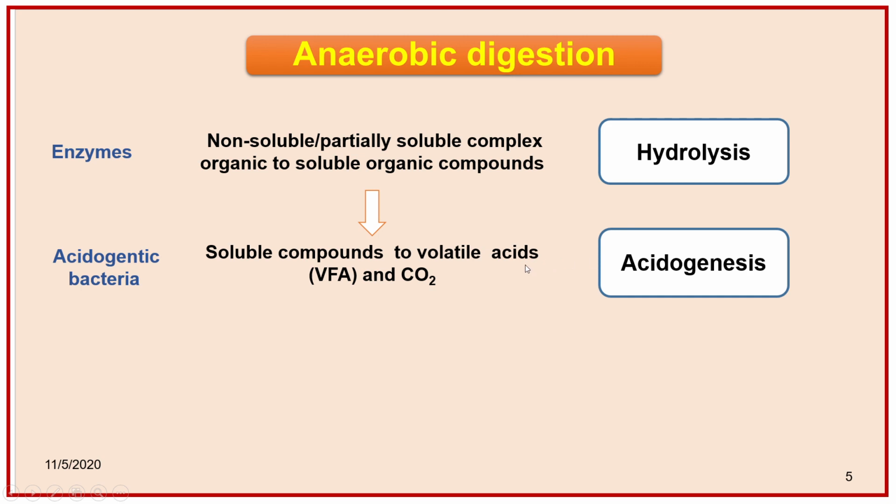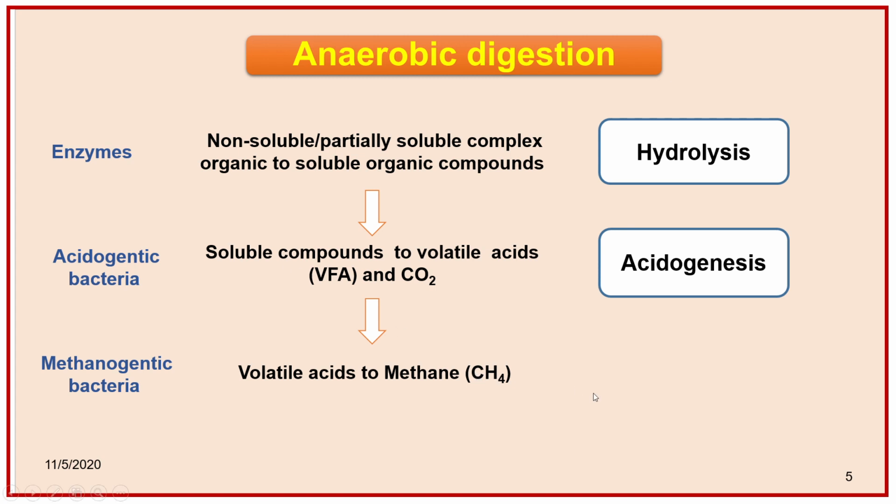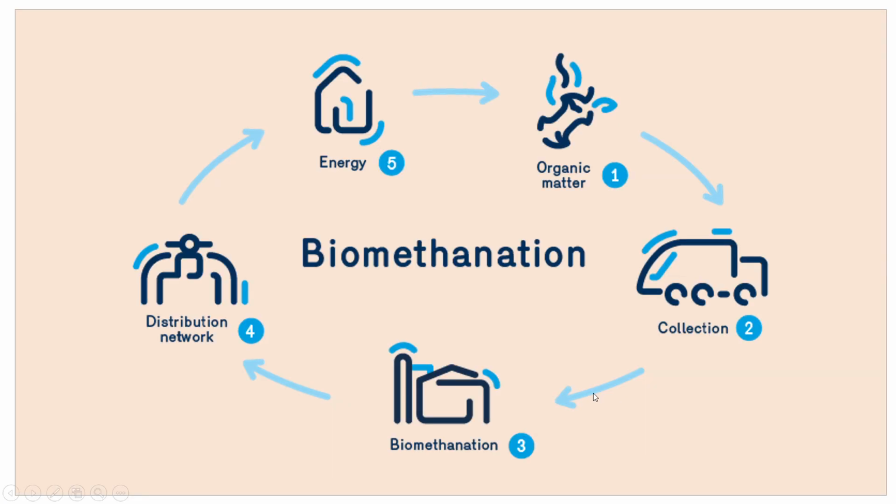Next, the products formed in this process, that is, the volatile acids, are acted upon by the methanogenetic bacteria to form methane. Since the process is the formation of methane, it is called the methanogenesis process.